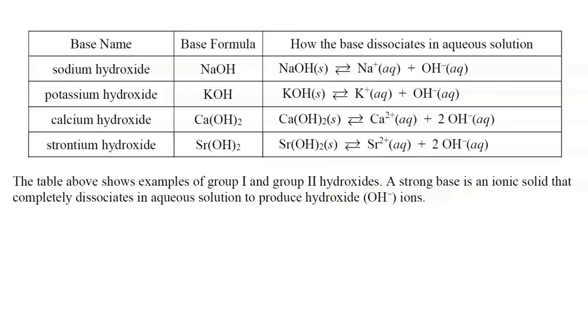Notice that there's a little bit of a difference between the formula of these 4 compounds. With sodium hydroxide and potassium hydroxide, there is a 1-to-1 mole ratio between the formula of the compound itself and the moles of hydroxide ions that are produced in aqueous solution. But with the group 2 hydroxides, calcium hydroxide and strontium hydroxide, there is a 1-to-2 mole ratio between the formula of the compound itself and the number of moles of the hydroxide ions that are produced in aqueous solution.